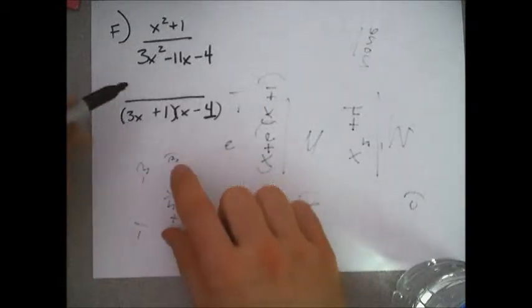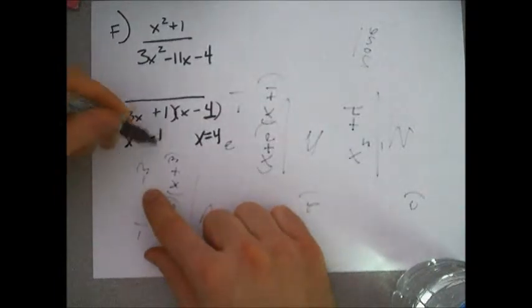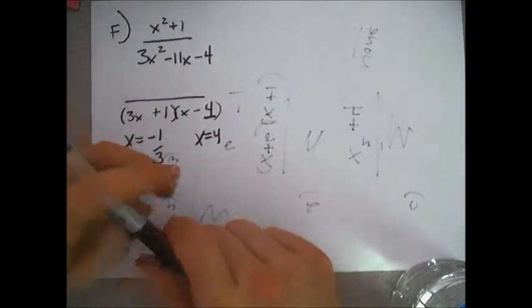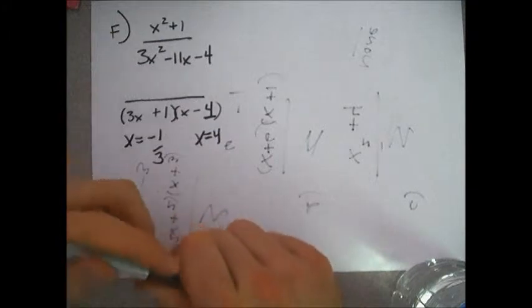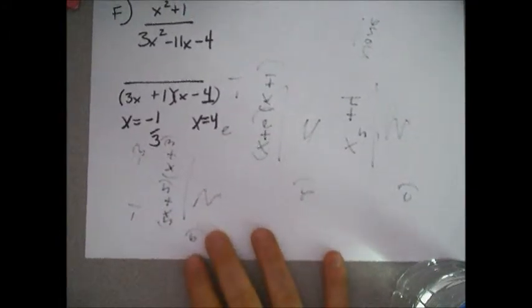Set these bottoms to 0. X is 4. X is negative 1/3. Subtract the 1, divide by 3. Kwame, is that good? What's that? Can't see. I mean, did you understand the math? Yeah. Okay, because you'll see it on the video. Yeah, I might have been in the library and watched that.